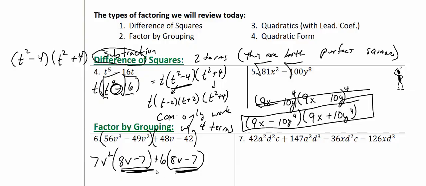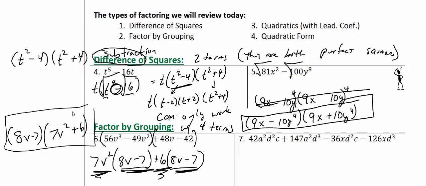Now what happens, you're going to be confused, but this is what happens. I take one of those and I take it out. Write it down. Then next to it, I write down what's left. 7v squared plus 6. That is that expression factored. That's pretty cool, huh? Factor by grouping.